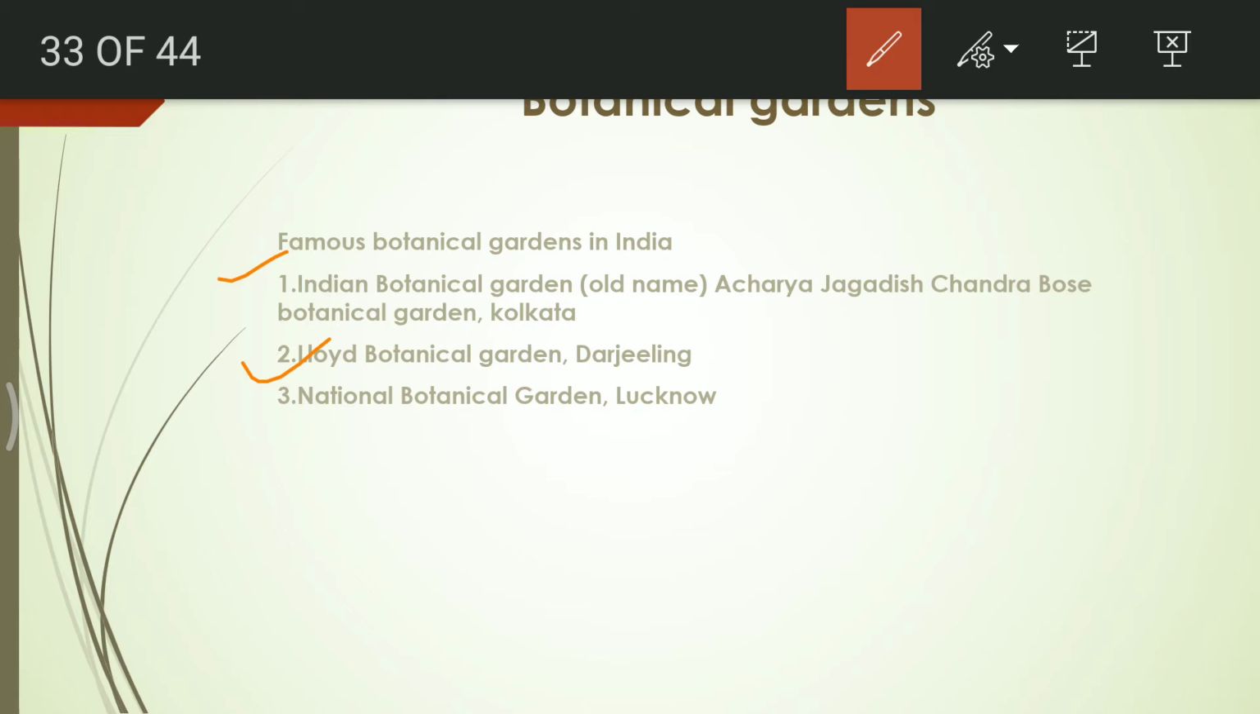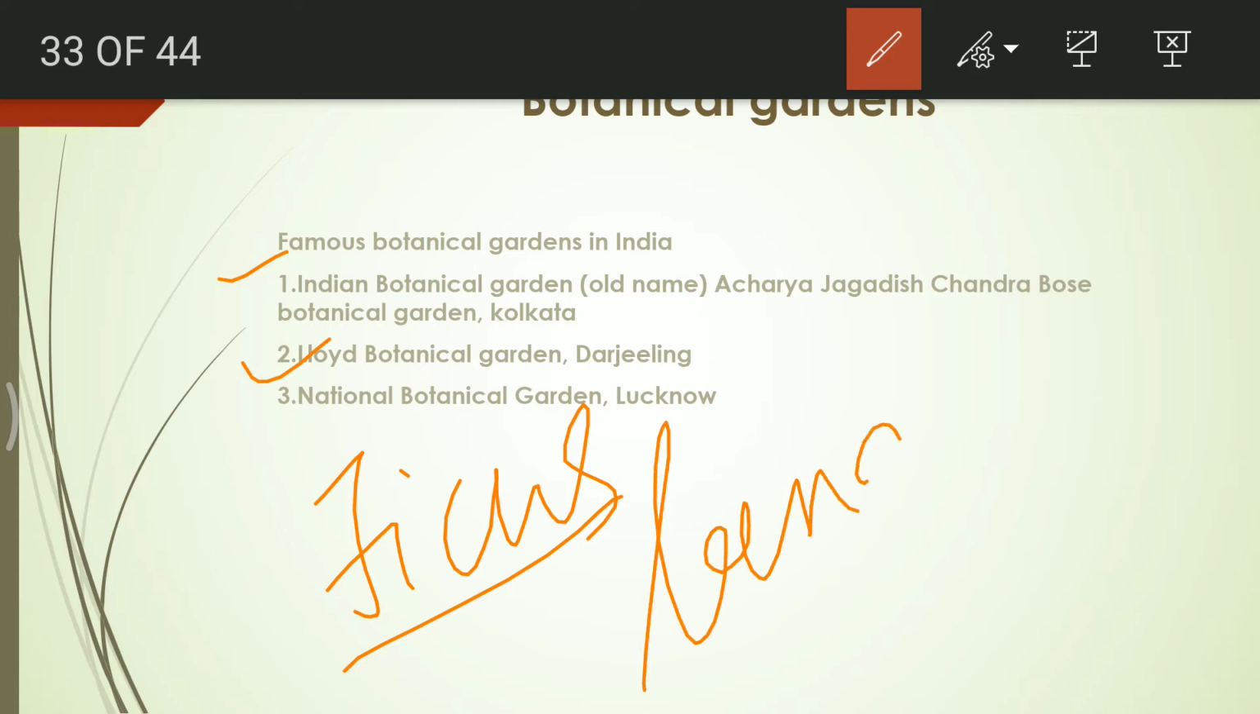Especially the one in Kolkata, you will get an opportunity to see a big banyan tree. This banyan tree has, you are aware, I hope, Ficus bengalensis as its name.